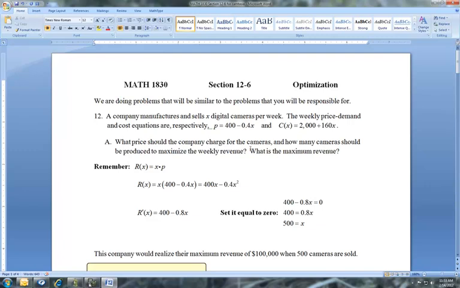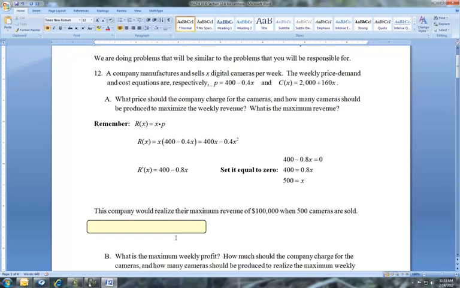We answered maximum revenue, but now the first question was what price should the company charge? Well, guys, price is referring to the price equation right here, and if you'll notice, there's my x. So if you put the 500 back in here, that should tell me how much I should charge per camera to realize that maximum revenue.